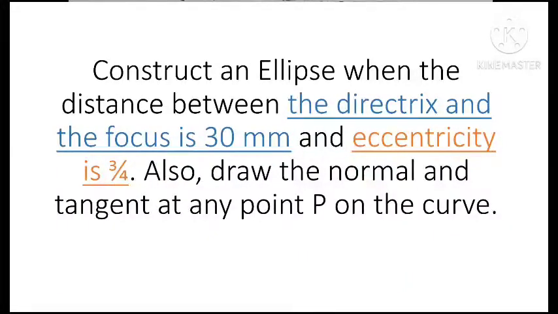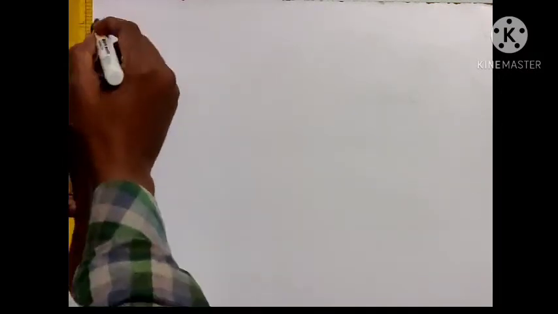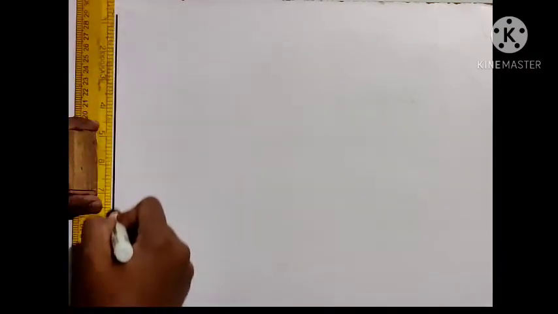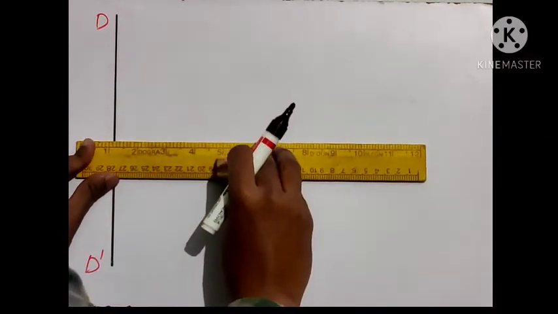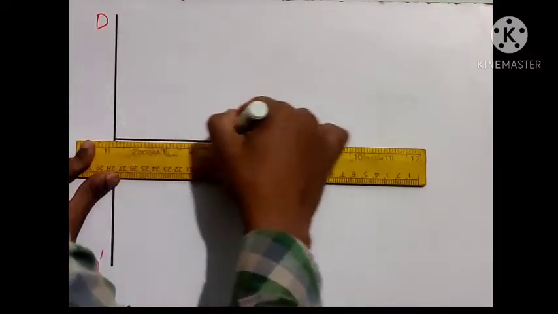So first you need to draw the vertical axis. Here the vertical axis is called directrix. You need to draw the vertical axis something like this. Okay, so the vertical axis, and you need to name the vertical axis as some alphabets. I'm going to do capital D and D dash. So after that, we need to draw the horizontal axis. First you need to draw the directrix and the horizontal axis.